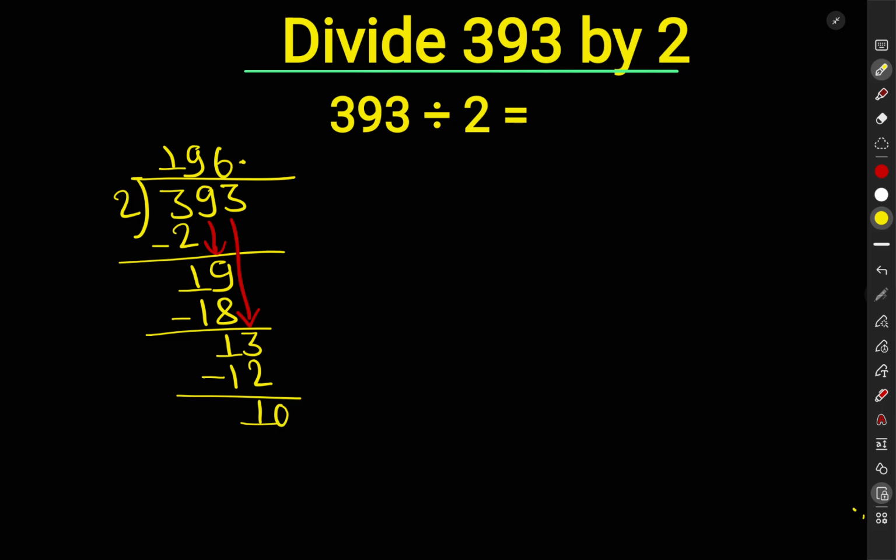So it is 10 and 2 times 5 means 10. On subtracting we get zero. So 393 divided by 2 is 196 decimal 5.